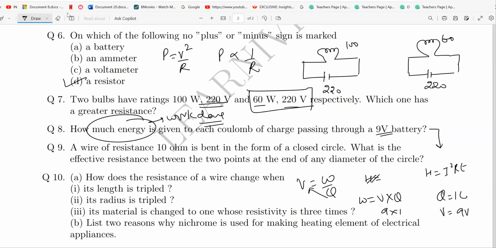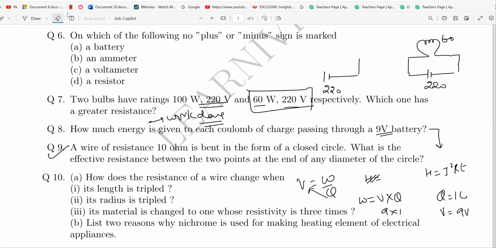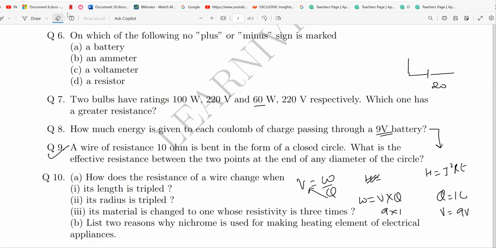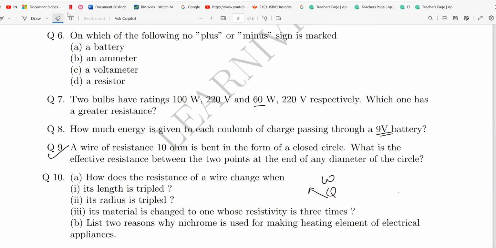Got it? Yes, sir. Question number 9. A wire of resistance 10 ohm is bent to form a circle. What is the effective resistance between the 2 points at the end of the diameter of the circle? Tell me. Sir, I considered it as two parallel resistors, since if it's in a circle, then the two ends of the diameter are parallel to each other. So I got 5 ohm when I calculated. You get 5 ohm.